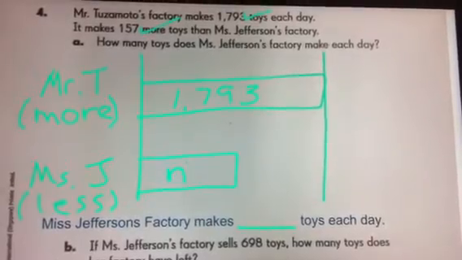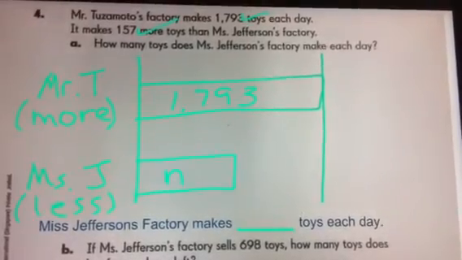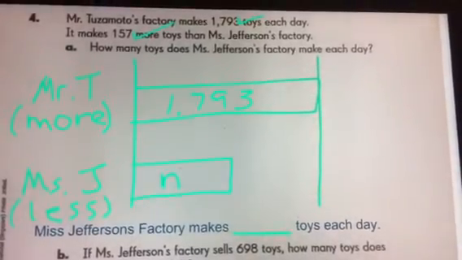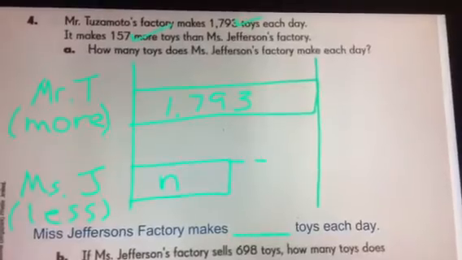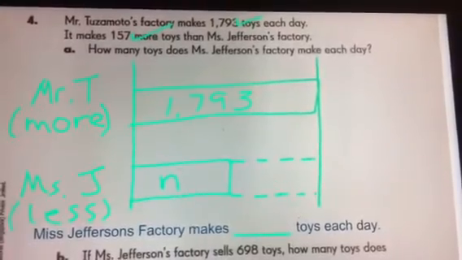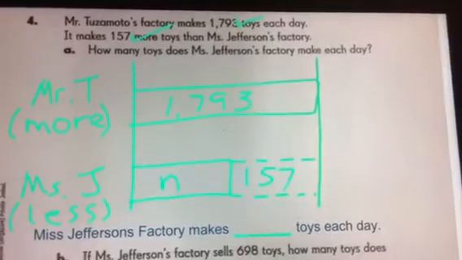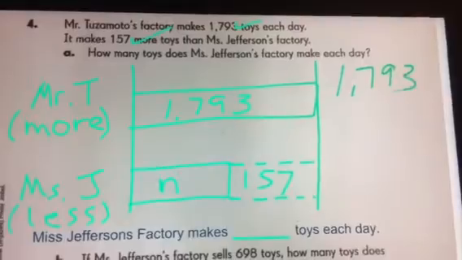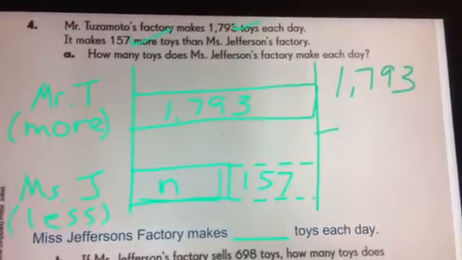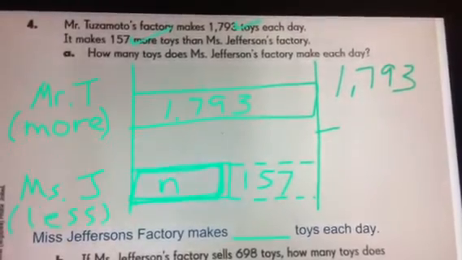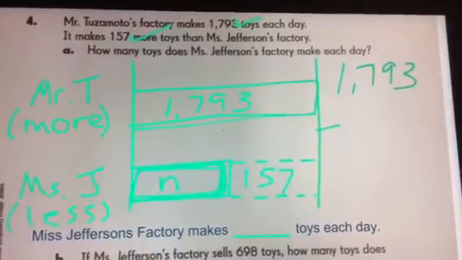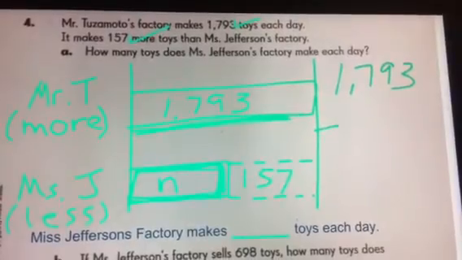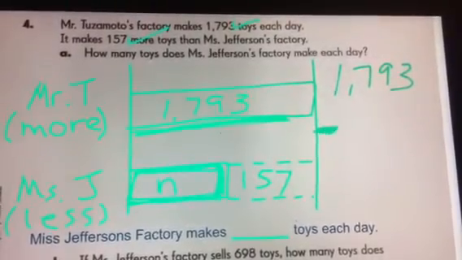Now look at this. It says that Mr. T's factory makes 157 more toys than Miss Jefferson's. So where do we put the 157? Let's put that down here in the dotted line. So we know that we're going to subtract because, look at this, this is a smaller bar than that, obviously. So we know that our answer has to be smaller.